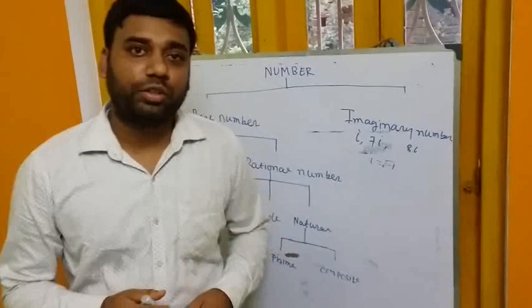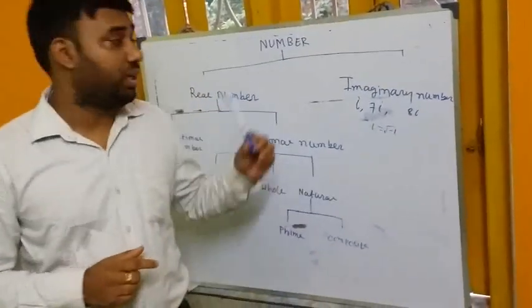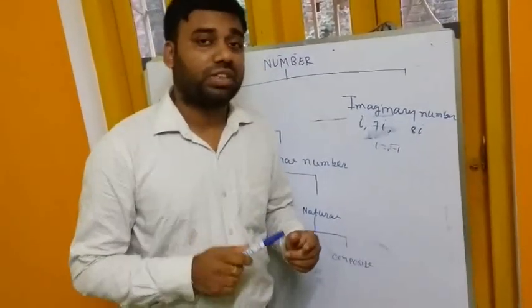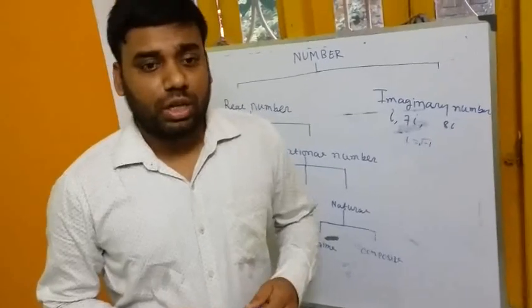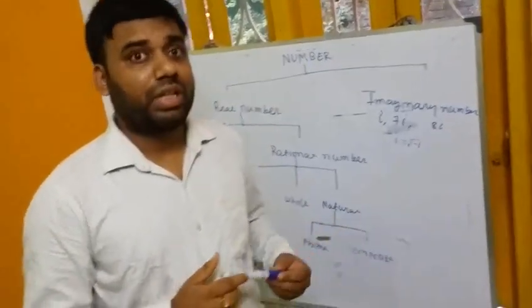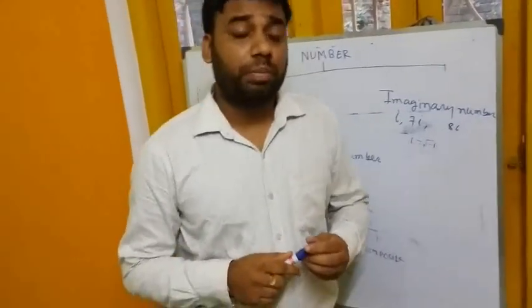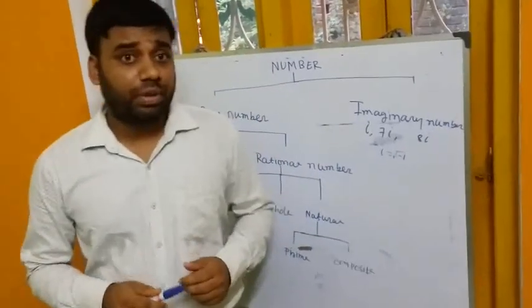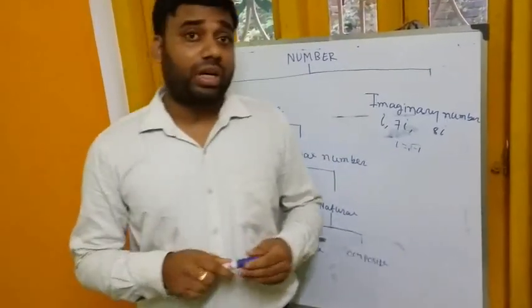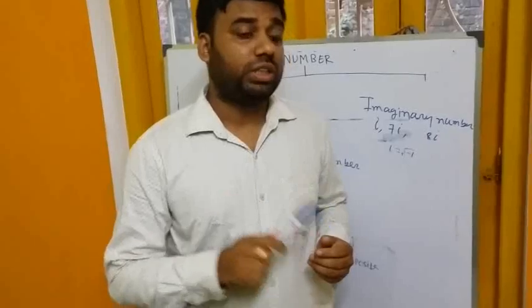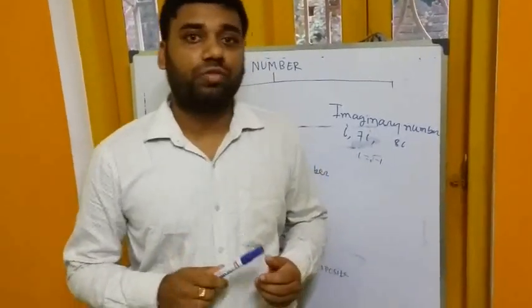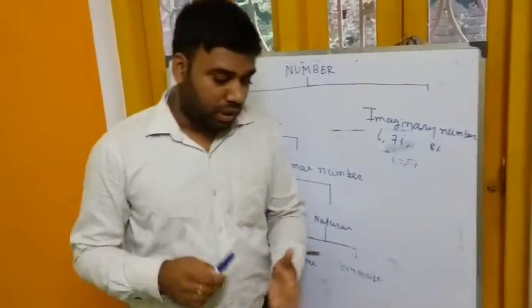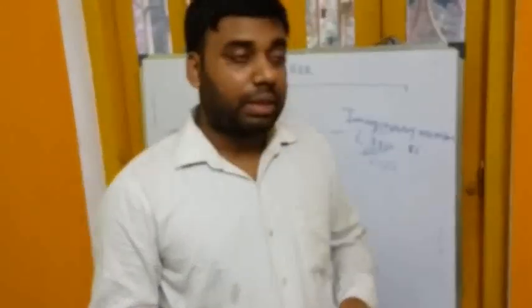In this class I am going to start a chapter that is in number system. This is the first chapter of class 9. Okay, but before starting the chapter I am requesting all the students, please take a pen and paper to follow the class. What I will write on the board, please write those things on your paper, otherwise you cannot follow the class.